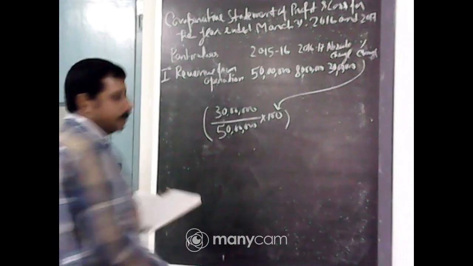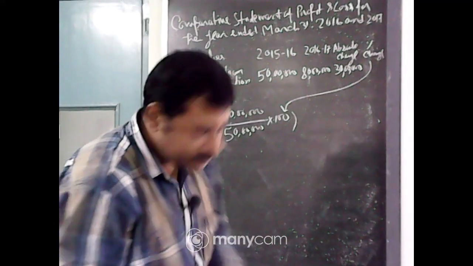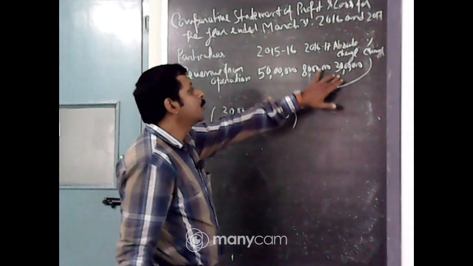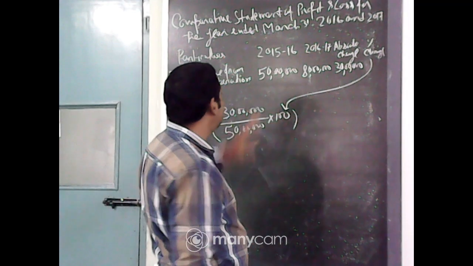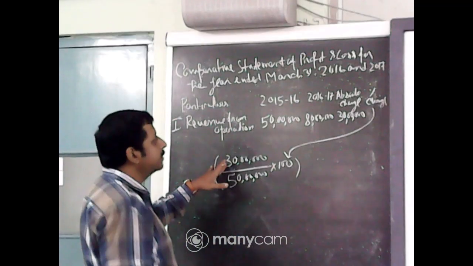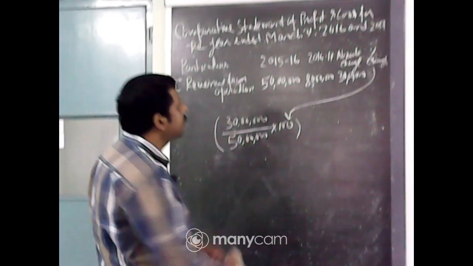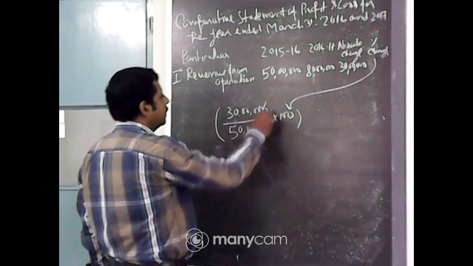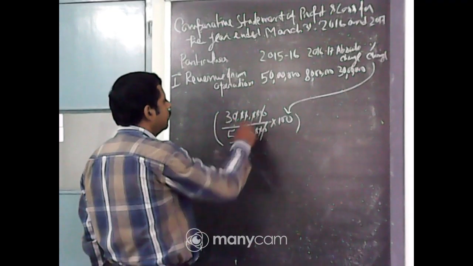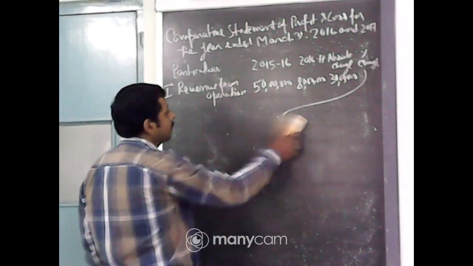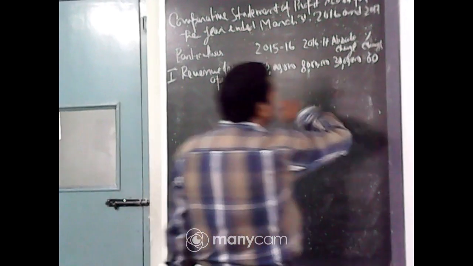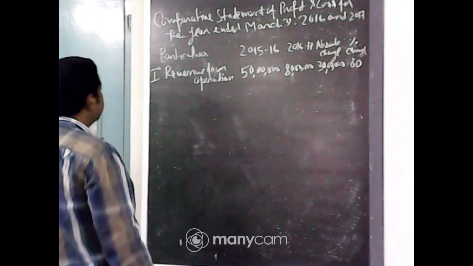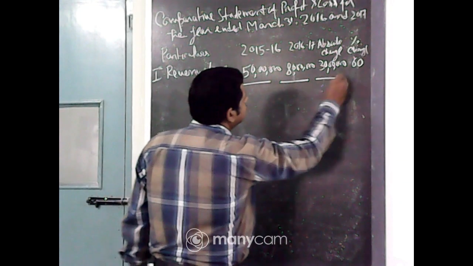How do you calculate percentage change? Absolute change figure divided by previous year, meaning base year figure, into 100. So absolute change here is 30 lakh divided by 50 lakh into 100, which is 3 by 5, and 3 by 5 means 60%. Okay, that is 60%. But there is a percentage column already given, so you have to write 60. There is no other income, so you just close. This is the income portion.